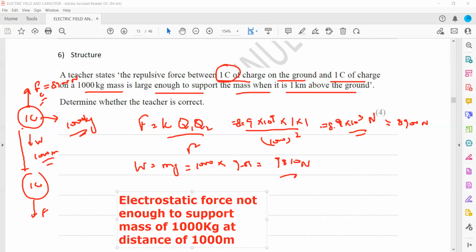Is it clear, the discussion of how we worked out whether the weight is sufficient or not?